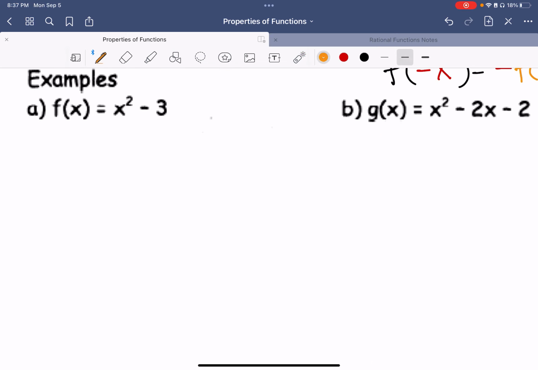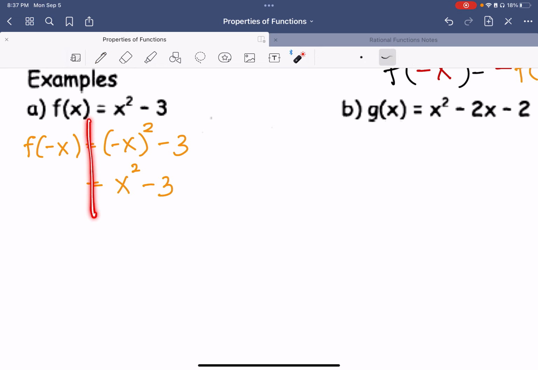Everywhere you see an x, you're going to replace it with a negative x. So instead of f of positive x, we're going to have f of negative x, and instead of x squared, it's going to be negative x squared minus 3. You simplify after that. Negative x squared is positive x squared, and you bring down the minus 3 that we didn't touch. I only want you to simplify from the equal sign to the right. This, leave it alone. All you're doing is simplifying.